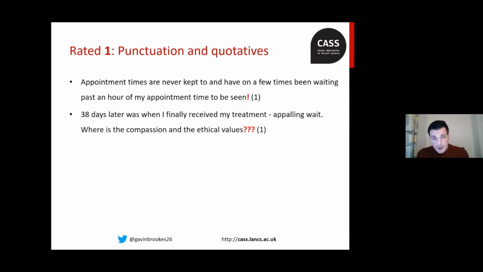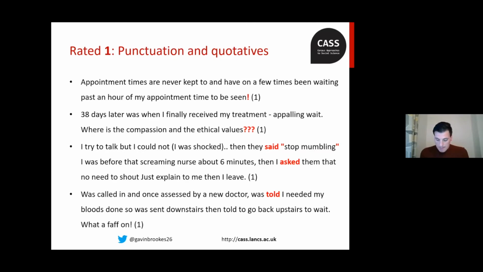Quotation marks were also key for these comments, as was the use of the quotatives said, asked, and told. And these typically perform a sort of evidential function and end up resembling narratives in which patients either make reasonable requests that are denied, or they're given bad or inconsistent advice or instructions from staff. For example, this last comment reads, "I was called in and once assessed by a new doctor, was told I needed my bloods done, so went downstairs, then told to go back upstairs. What a faff on."